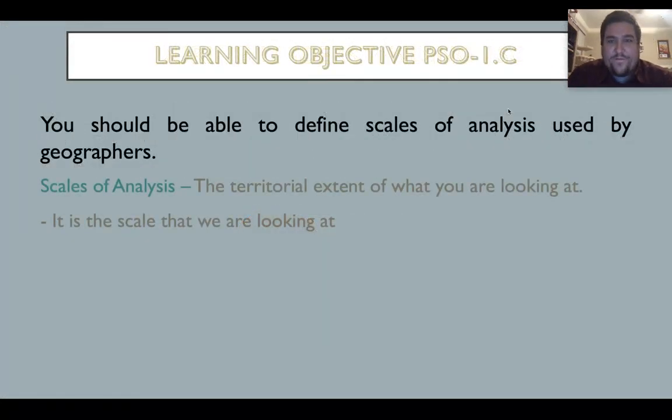So you should be able to define scales of analysis used by geographers, and the scale of analysis is just the territorial extent of what you're looking at. So whenever we're looking at a map in class or online, or I'm sharing a map with you guys, I'm always going to be like, what's the scale? That's the first thing we're always going to do. And that's going to be global scale or regional scale or one of those. And we'll talk about them right now.